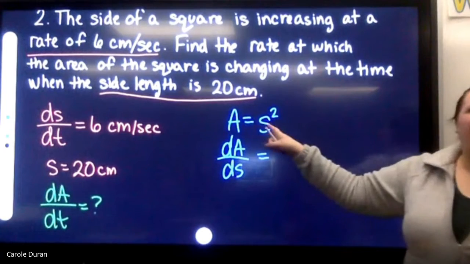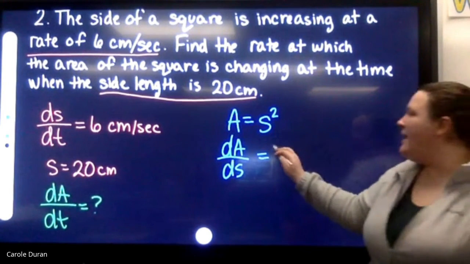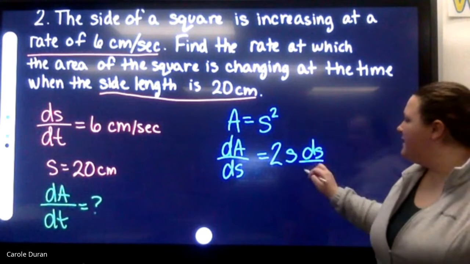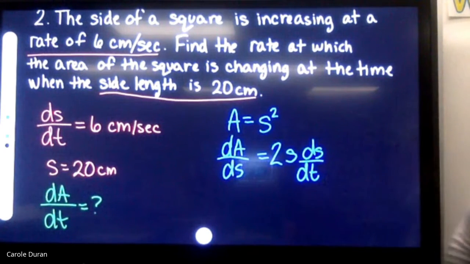What's the derivative of s squared? 2s, but since I took the derivative of s, I also have to indicate that I took the derivative of s by writing it as ds/dt, which says I took the derivative of s in terms of time, because that's how it was given to me.